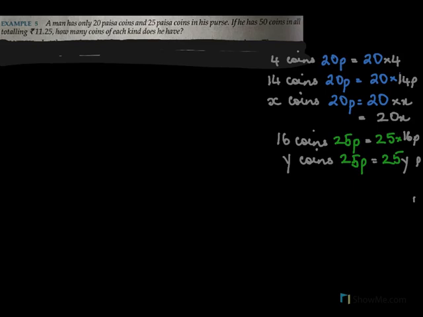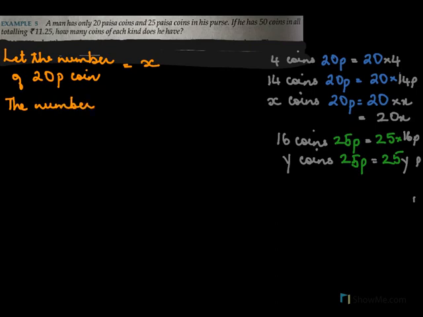With the same logic, let us start doing the sum. So we have 2 kinds of coins here. One is a 20 paise coin and one is a 25 paise coin. So I'll say let the number of 20 paise coins be x and the number of 25 paise coins be y.